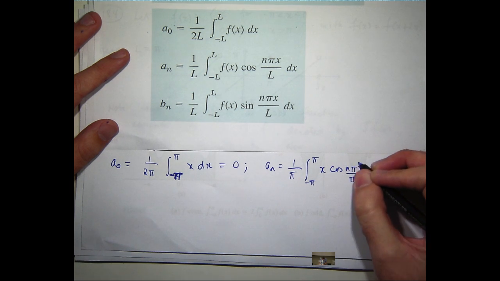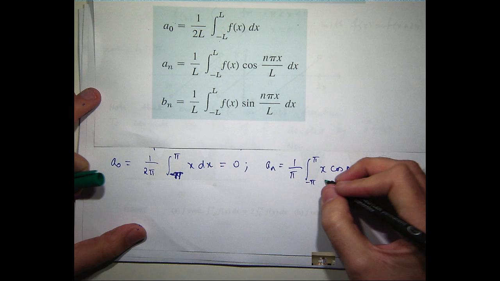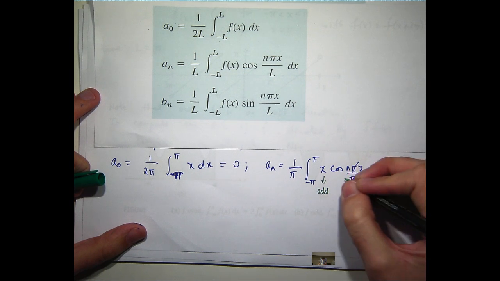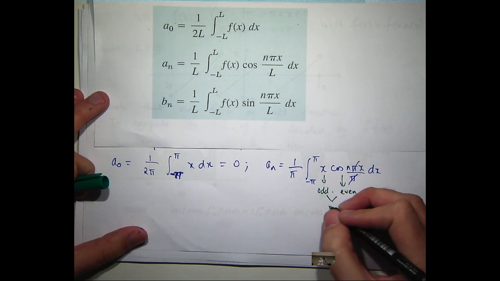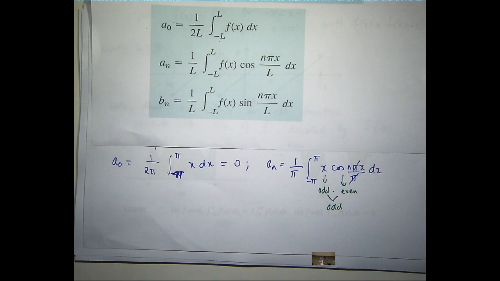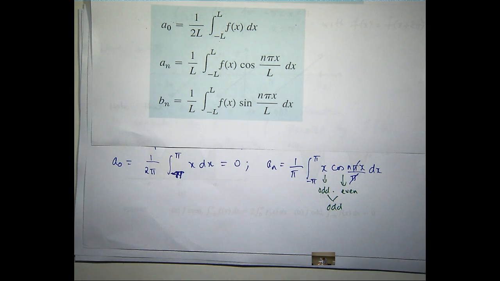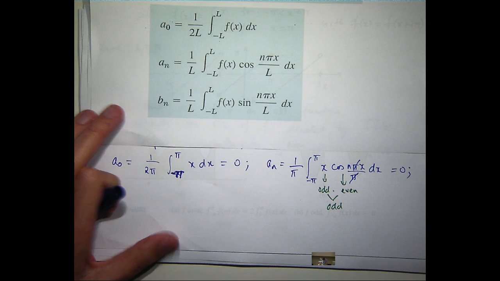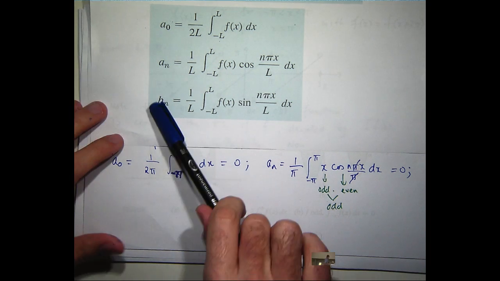So I can cancel off those pi's. And I've got an odd function times an even function. So the product gives me an odd function. Okay, so here I'm integrating again an odd function over a symmetric interval. I just get 0. No calculations required. It's pretty good.